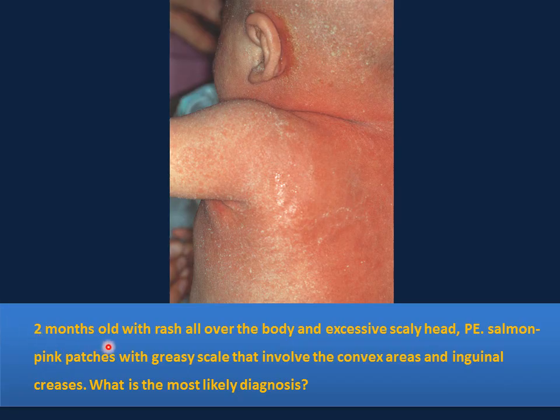This is a 2-month-old with rash all over the body and excessive scaly head, and sometimes it is much more than that and is well known as cradle cap. The description of the rash is salmon pink color behind the ears, under the axilla, in the inguinal creases, and the rash also is greasy. It is covered with greasy scales. What is the most likely diagnosis?